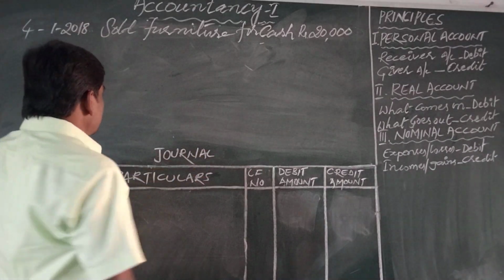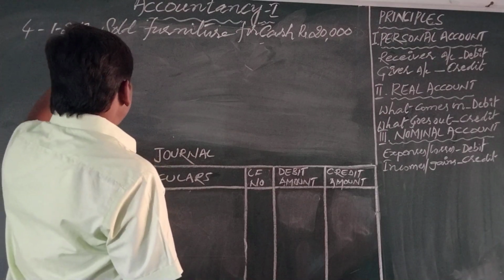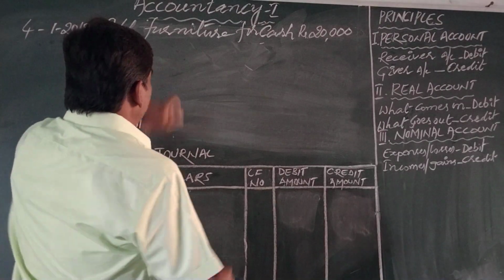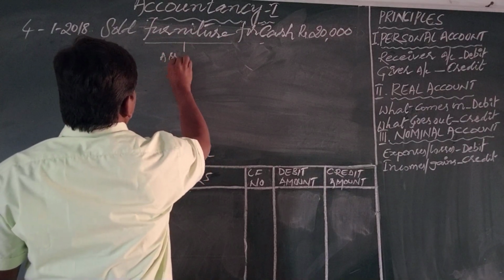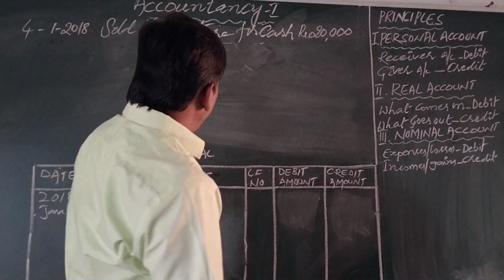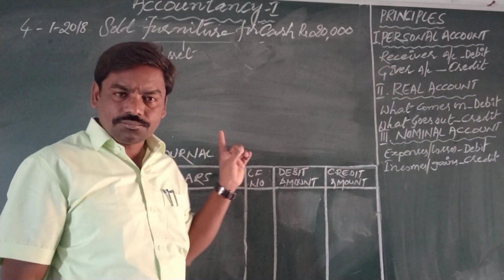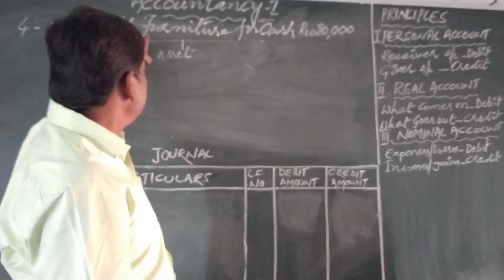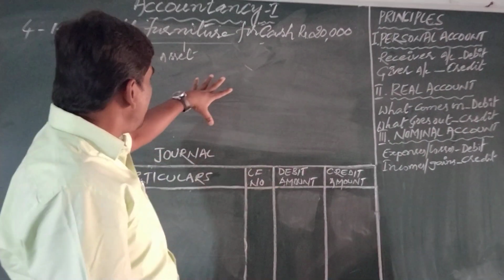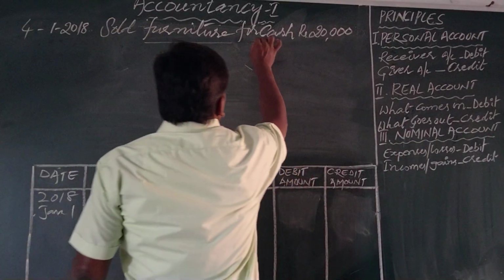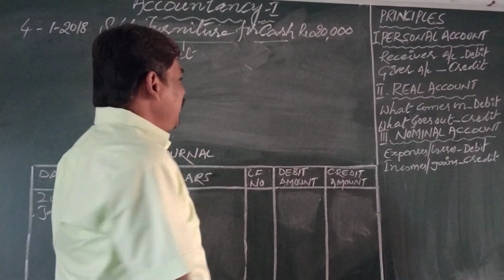Come to second, is there any asset in this given transaction? Yes, there is an asset. If you observe, you will find the asset. On 4th January 2018, sold furniture. So furniture is an asset. Is it right or not? Make it underline and write here as asset. Okay, we find one aspect, that is furniture. And if we observe this transaction, there is one more aspect, that is cash. So cash is also an asset.